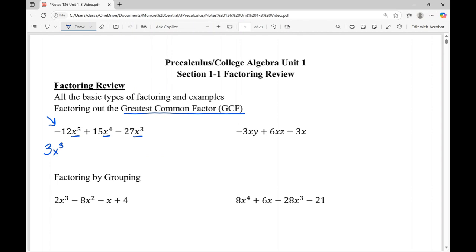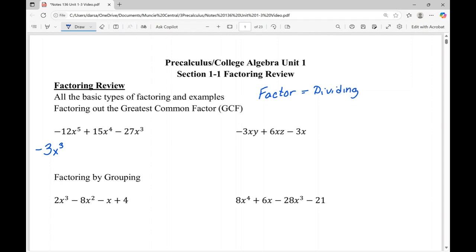Now, one other common thing that you need to get used to is that if you look at the first term and that first term is negative, we really don't like those first terms to be negative. So if the first term has a negative number on it, we're also going to factor out a negative sign. So negative 3x cubed is our greatest common factor. Now, one thing that I want everyone to keep in mind when you say the word factor, when you are factoring, what you're really doing is you're dividing.